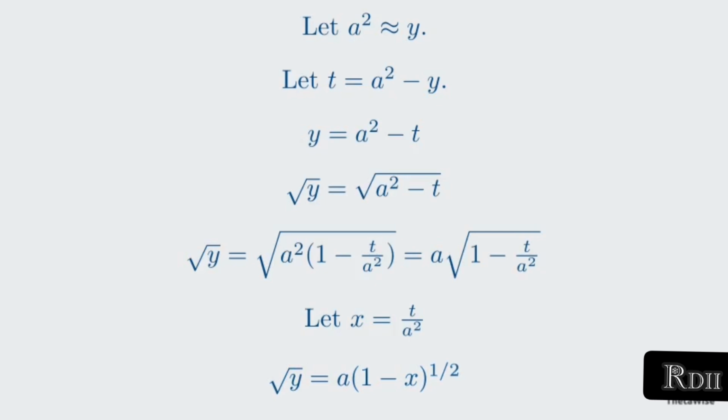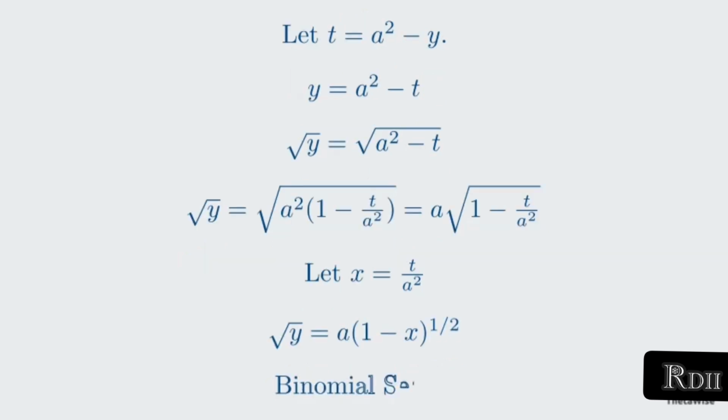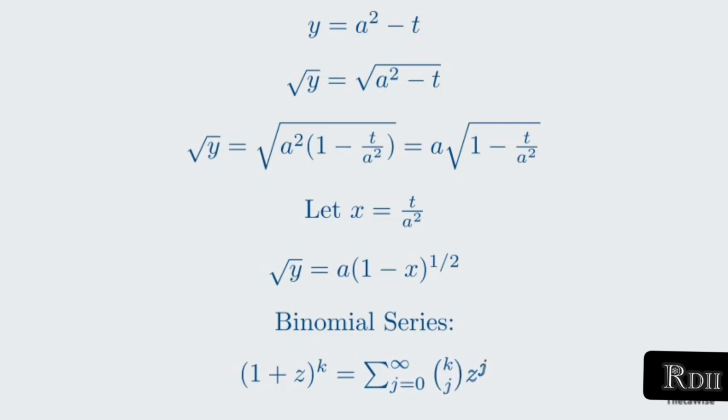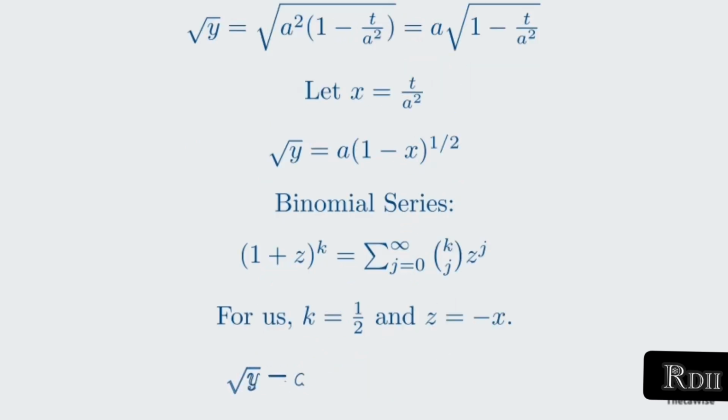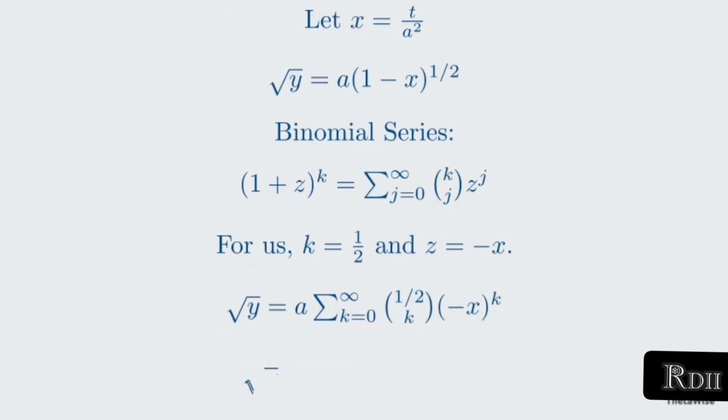The general binomial expansion for 1 plus z to the power of k is this infinite series. The series involves binomial coefficients. For our case, k is 1/2 and z is negative x. Substituting these in gives us the binomial series for the square root of y. And this simplifies to our final form: the sum from k equals 0 to infinity of a times the binomial coefficient 1/2 choose k times y over a squared to the power of k. This is a very powerful and practical method.